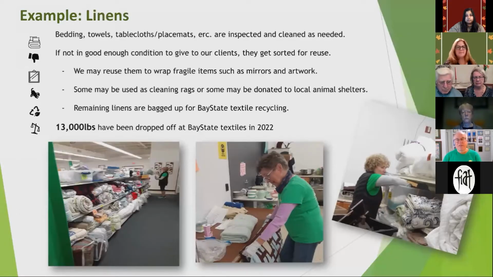Again, this is a deep dive on linens. If they're not good enough for our clients, they're reused. And here's the ways that we use them. We use them internally for rags and so on. We can give them to animal shelters. They're bagged and sent to Bay State Textile Recycling. So far this year, we've dropped off 13,000 pounds. Now, you'll see this reused in things like carpet pads or house insulation or house wrap.